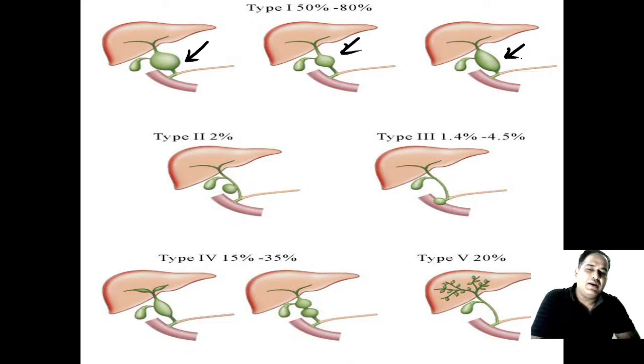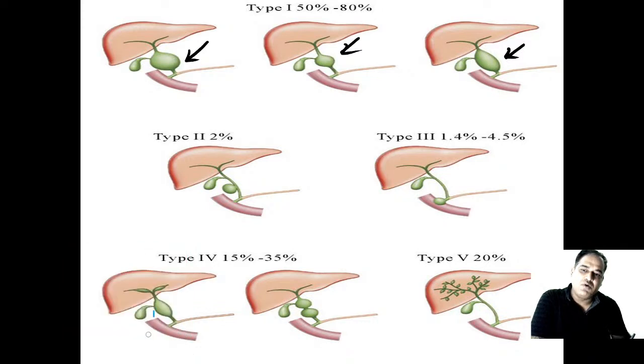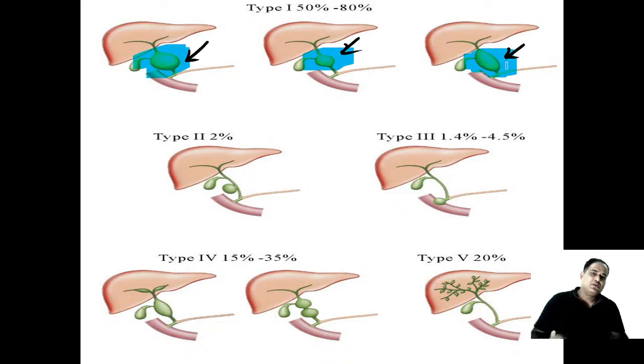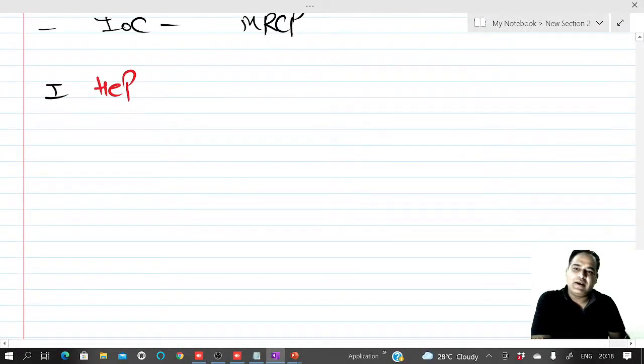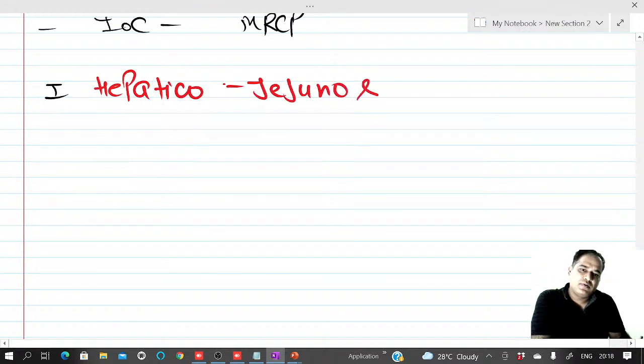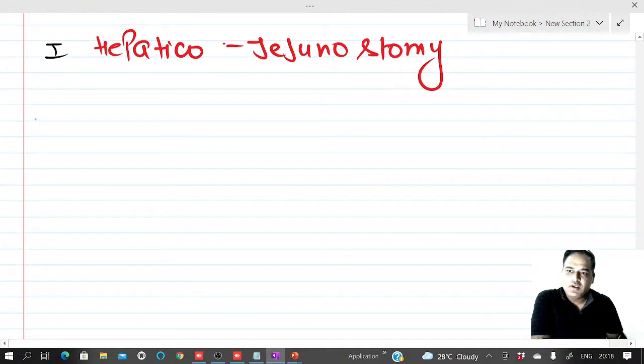Extrahepatic ducts are involved in type 1. So what do we say? They are not normal, remove them. Connect the liver and jejunum directly. So treatment is hepaticojejunostomy, naturally after you excise the cyst.